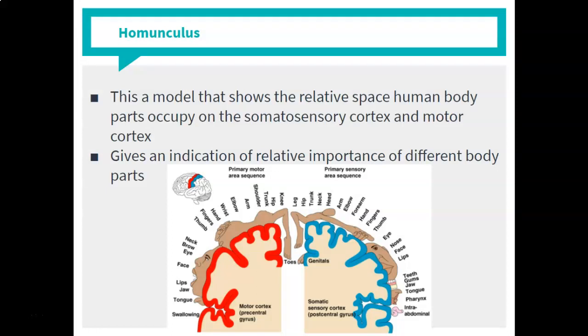The homunculus is a model. You should definitely be aware of what the homunculus is, and it shows the relative space that human body parts occupy on the somatosensory cortex and motor cortex. Basically, what this shows you is the importance of different body parts. Like you can see here that the face takes up a huge amount of space, but your abdominal area takes up barely any. So it just shows you what's important and what's not in relation to functions of your brain.